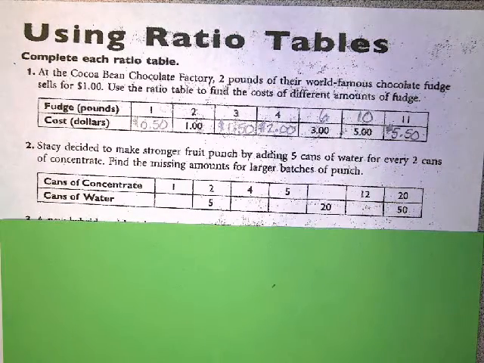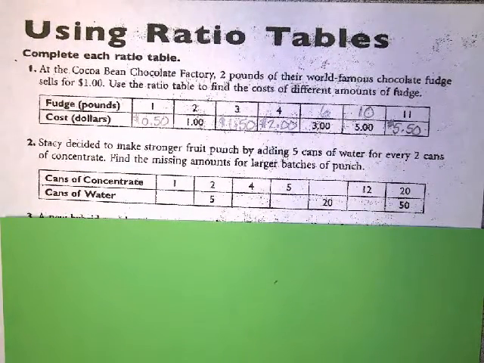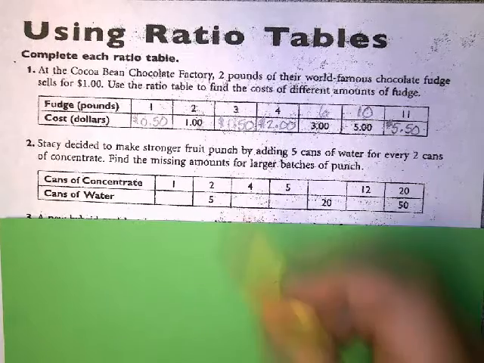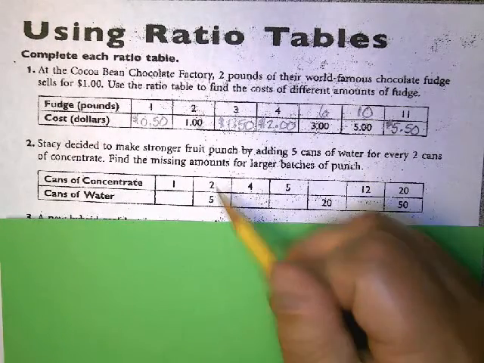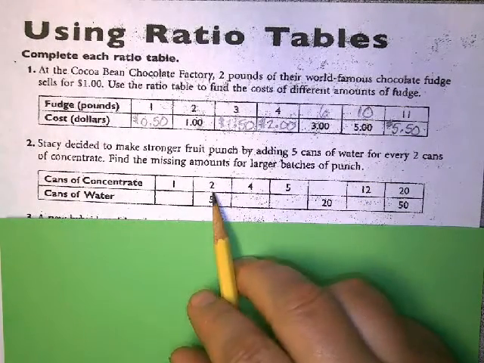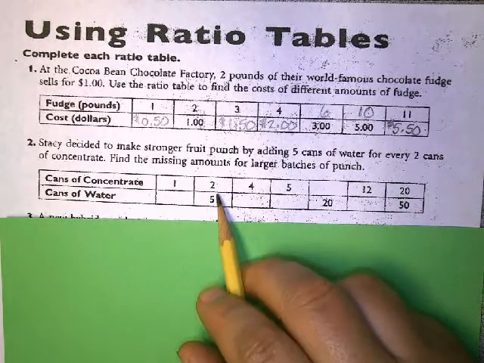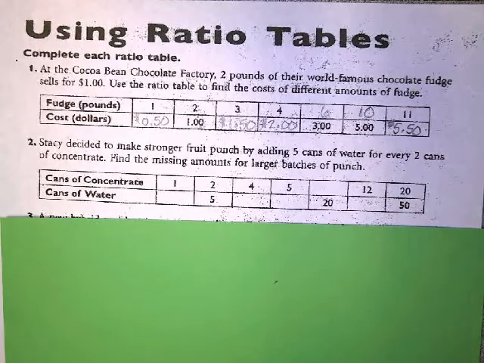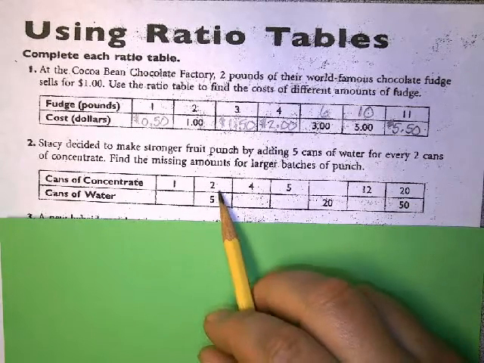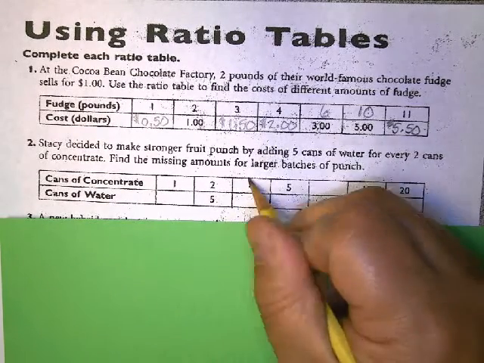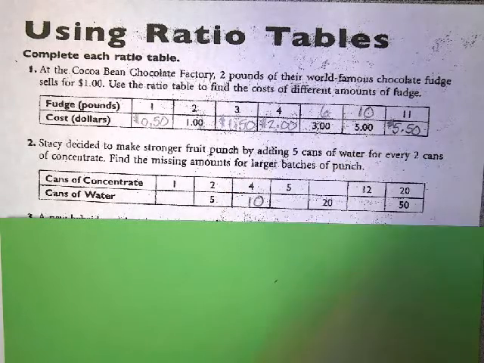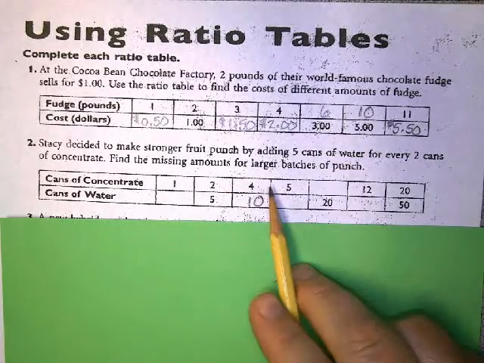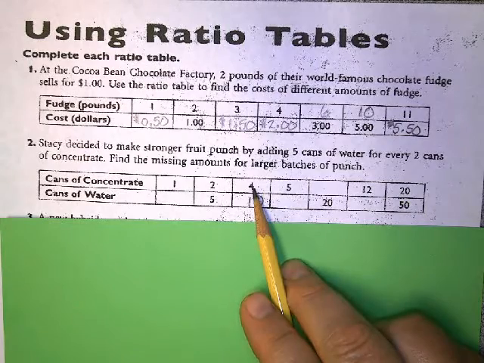Let's go to the next problem. Stacy decided to make a stronger fruit punch by adding 5 cans of water for every 2 cans of concentrate. Find the missing amounts for larger batches of punch. So I know for every 2 concentrate I have 5 water. Well, I don't have to go to 1. I mean, I can to start with, but you could also go to 4 if that makes things easier. And you can skip around all through this. So 2, 4, well, I'm going to double that. So this is going to be 10 cans of water.